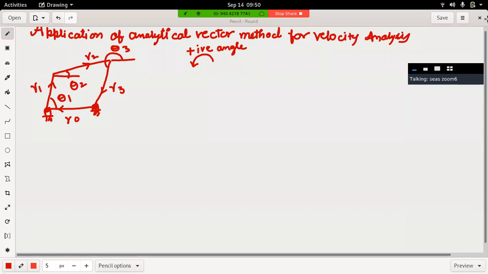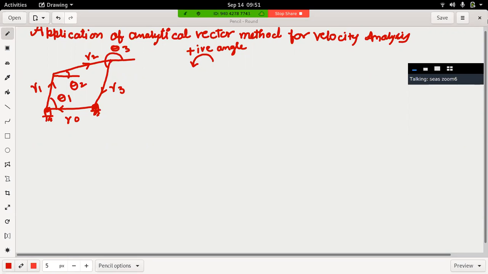So if you remember, this 4-bar linkage is a linkage which has a single degree of freedom. It means that if we know the position and velocity of only one link, then we can determine the position, velocity, or any other quantity related to other links, or any point on the other links. So this is the whole concept here.